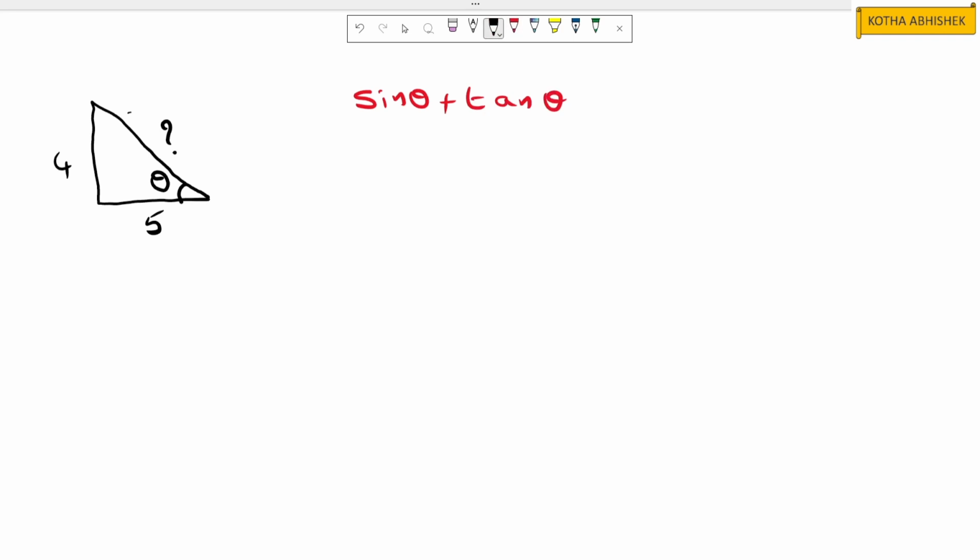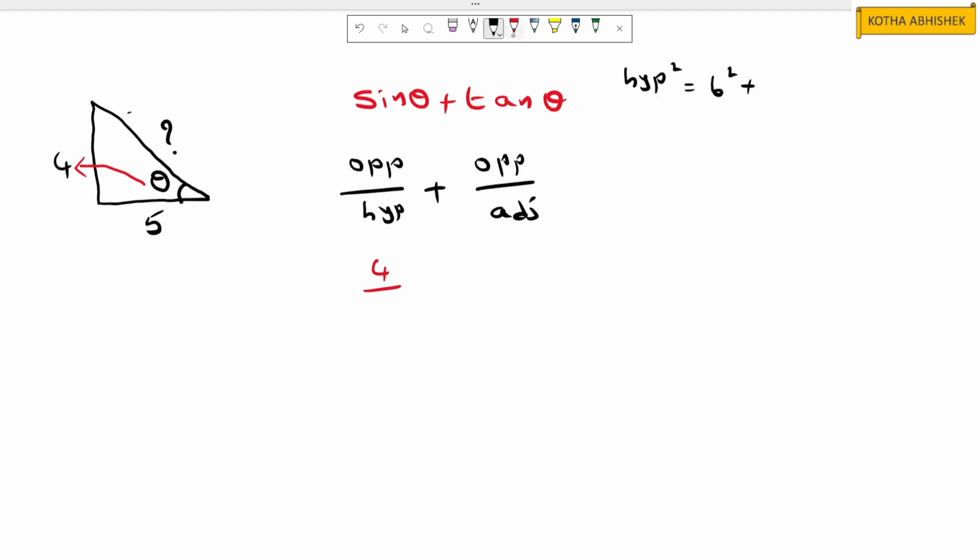Here sine theta formula is opposite to the theta divided by hypotenuse, plus tan theta formula is opposite to the theta divided by adjacent to the theta. Now if you observe the diagram, for this theta, this is the opposite, that is 4, divided by hypotenuse, which is not given, right? So first let us find out the hypotenuse. What exactly is Pythagoras theorem saying? Hypotenuse square equals base square plus height square.